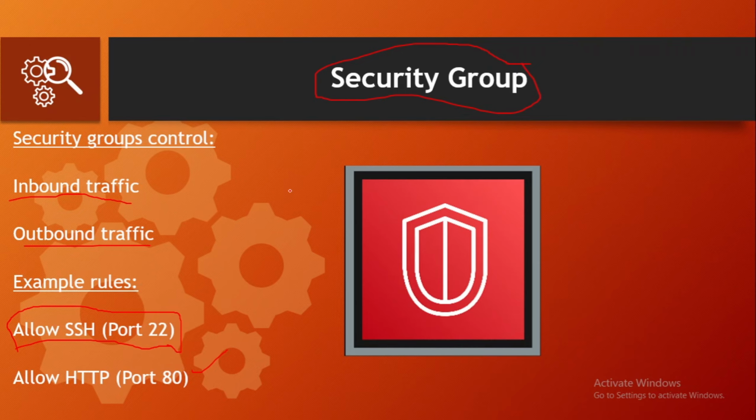So remember this important concept: without the correct security group rules, you might not be able to connect to your EC2 instance, even if everything else is configured correctly. And don't worry, later in this course, we will create a security group step by step and configure rules like SSH access, web access, and many more.